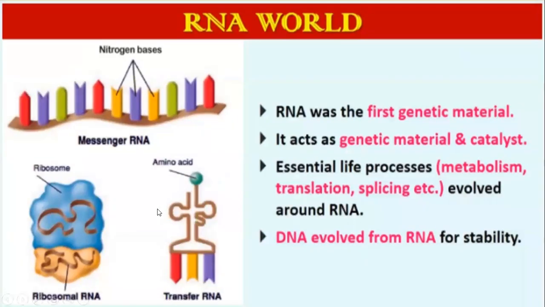So now let's move on with the RNA world. RNA, as we discussed right at the beginning of this chapter, was the first genetic material, and it acts as genetic material and catalyst. It acts as a messenger. RNA mainly functions as a messenger. Essential life processes, metabolism, translation, splicing, etc. evolved around the RNA. DNA evolved from RNA for stability. Okay, guys.